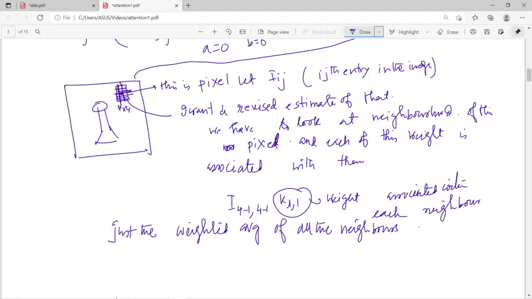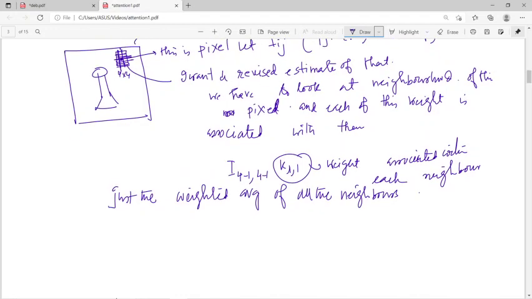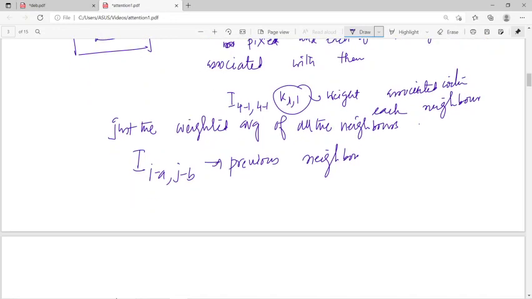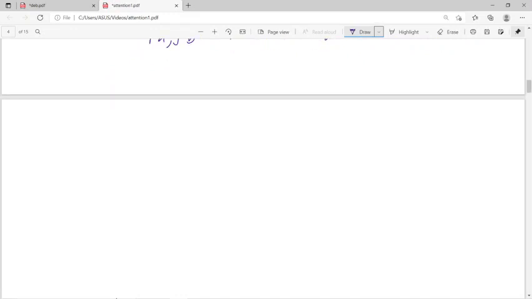In that formula, what I am writing here is i minus a, j minus b. That means we are taking the previous neighbor. But the question may arise, why not future neighbors? There are different packages that use different convolution formulas, but here we are considering the preceding neighbors. In formula we can also use the succeeding neighbors, like that.